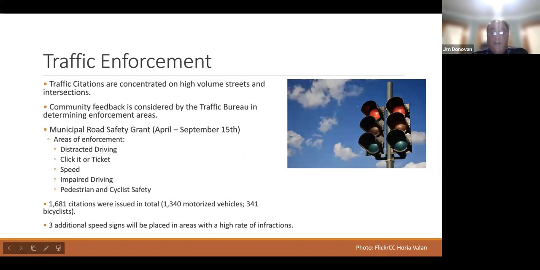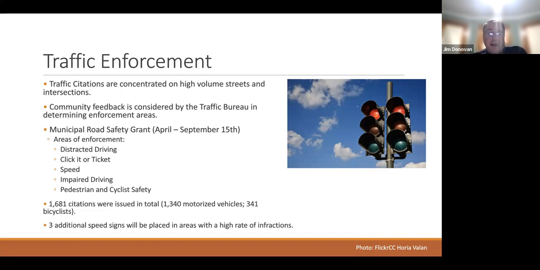Every meeting we have, every single season, the spring, the fall, everyone asks about traffic enforcement. What is the Somerville Police doing about traffic enforcement? Well, besides focusing our attention on high traffic, high volume, high accident intersections, we also apply for traffic grants. This year's municipal road safety grant ran from April to September 15th.